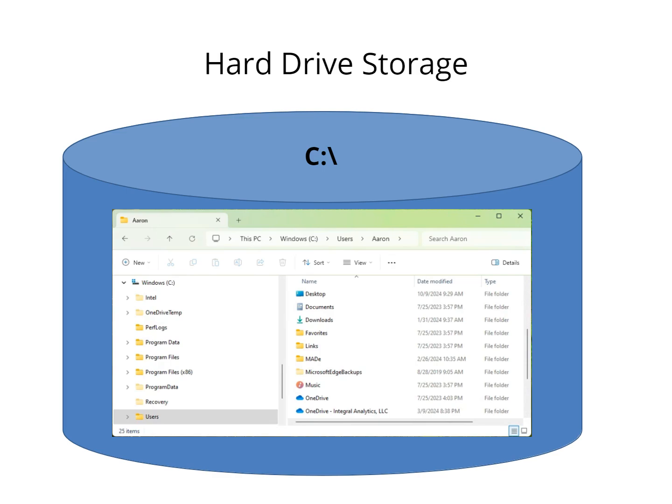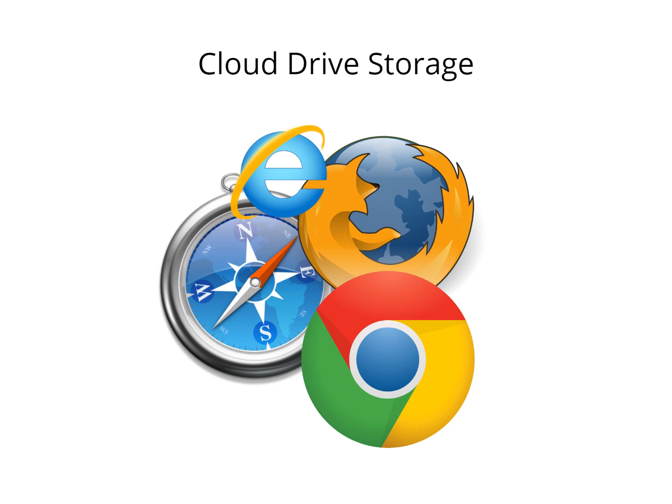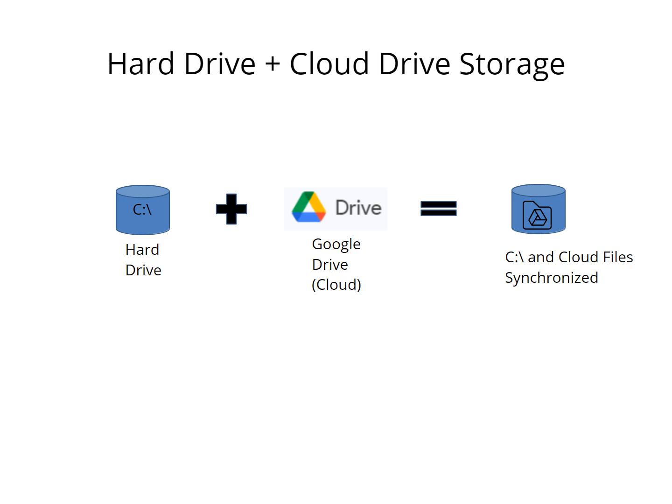On a hard drive, files are stored in folders using computer memory. On the Internet cloud, files are stored in folders using networked computer memory in various locations and managed by the cloud storage provider like Google. Using both the hard drive and cloud drive, files can be synchronized and backed up. In other words, the files are stored in both locations.